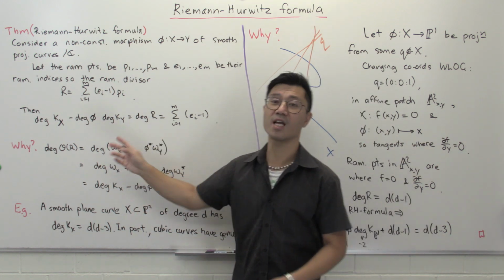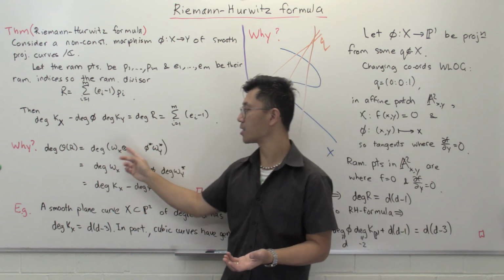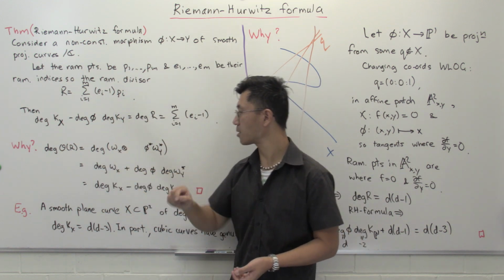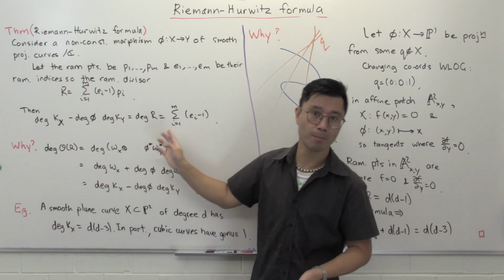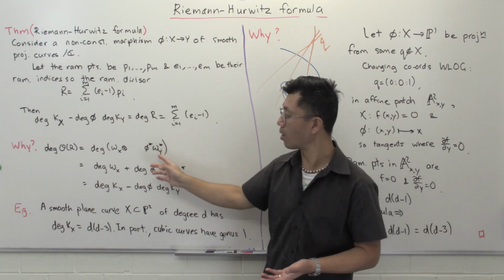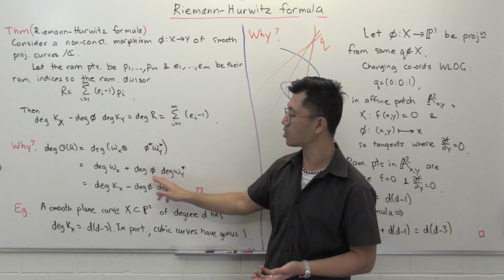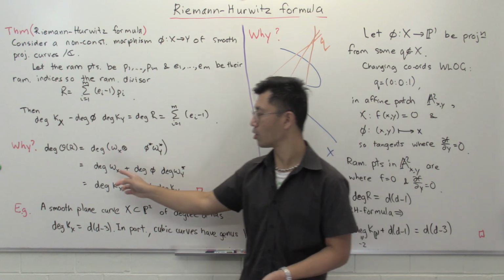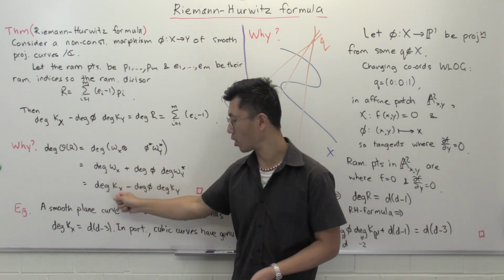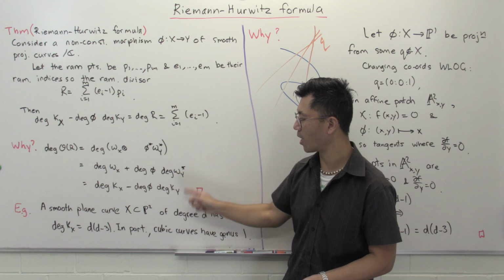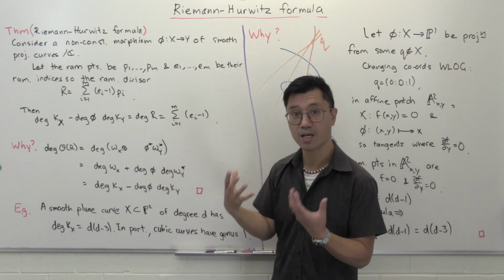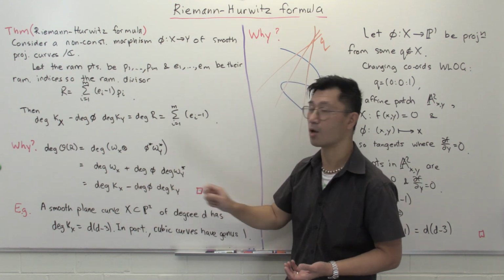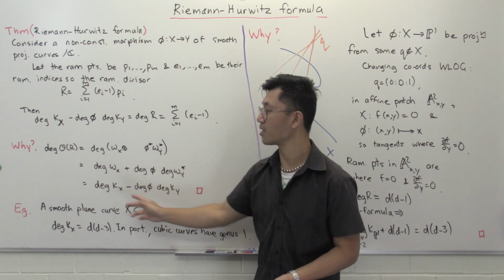Now the degree is a group homomorphism, so it takes this tensor product to a sum. So this is the degree of omega x plus the degree of this thing here. And by that first proposition, the definition I gave you about the degree of phi, this is just the degree of phi times the degree of this omega y star. Now, of course, the degree of omega x is just the same as the degree of kx. The degree of omega y is the same as the degree of ky. And also the fact that degree is a homomorphism means that the degree of omega y star is just negative the degree of ky.